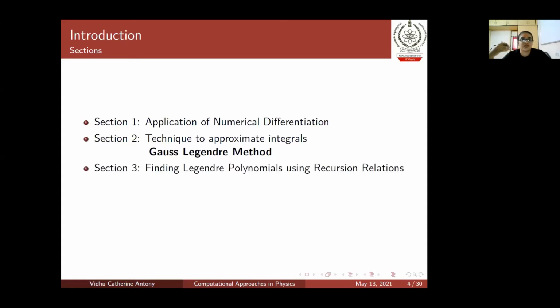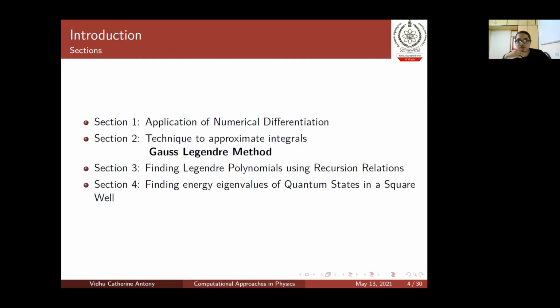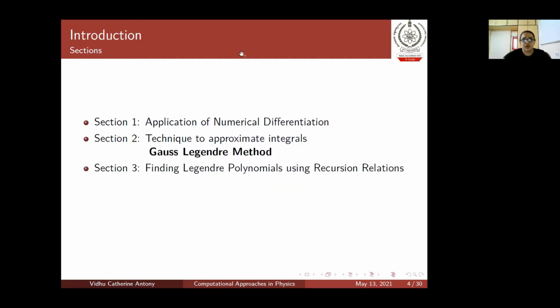The third section is to find Legendre polynomials using recurrence relations, which you computed in your first semester. You've worked on the Legendre differential equation, the Legendre polynomials, and all these recursion relations. The next section is finding energy eigenvalues. How are you going to find these energy eigenvalues? You're going to use the basic methods you know to find roots: your bisection method and your Newton-Raphson method.